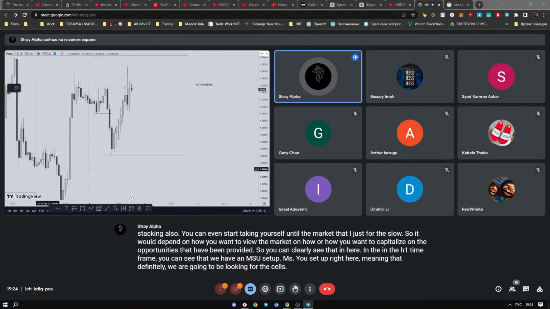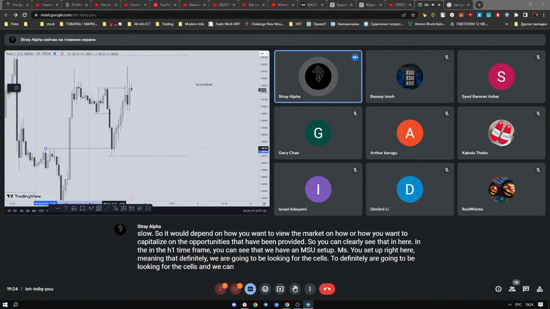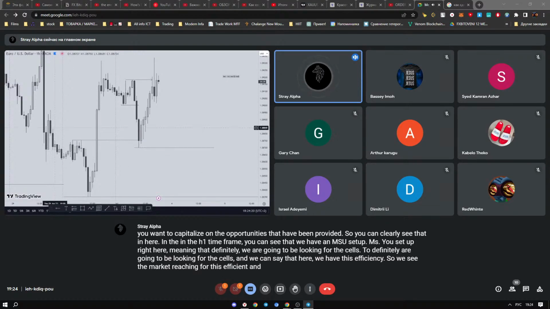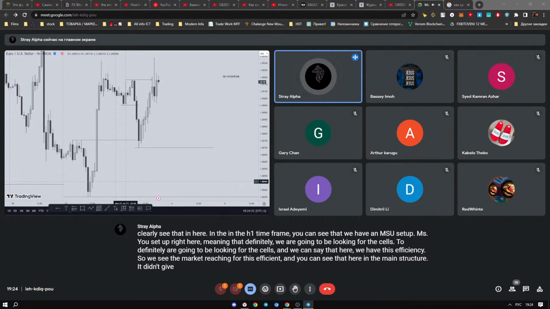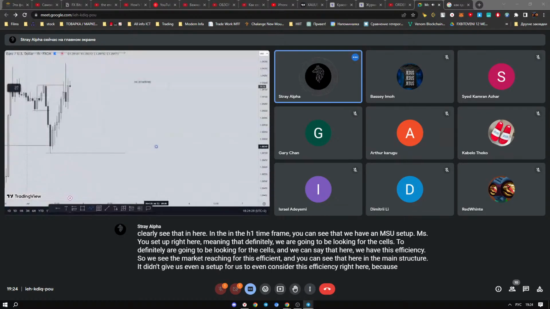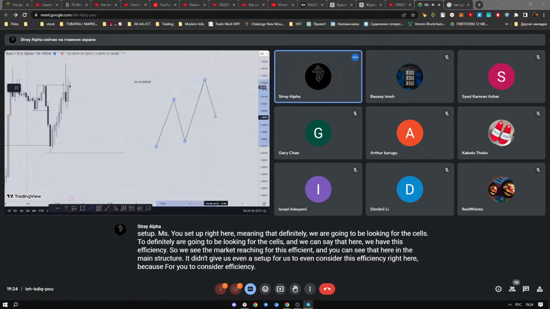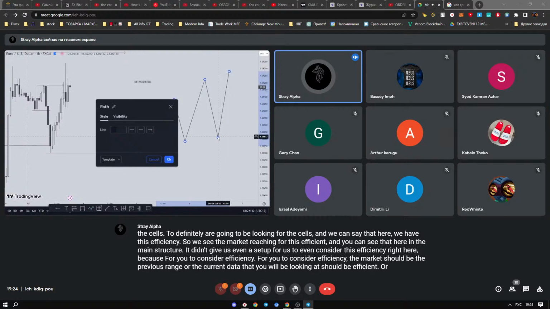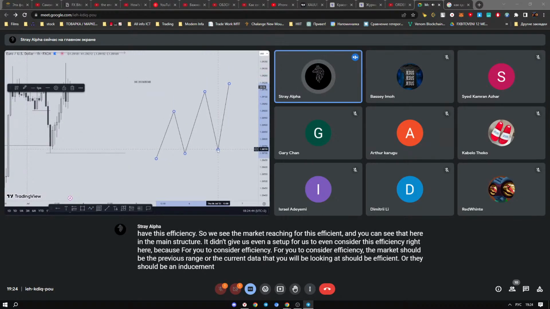So definitely we are going to be looking for the sales, and we can see that here we have this efficiency. So we see the market reaching for this efficiency, and you can see that here in the main structure, it didn't give us even a setup for us to consider this efficiency right here, because for you to consider efficiency, the previous range or the current day you'll be looking at should be efficient, or there should be an inducement at this range. So there should be an inducement or efficiency.